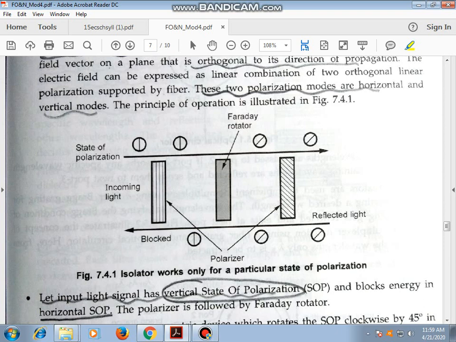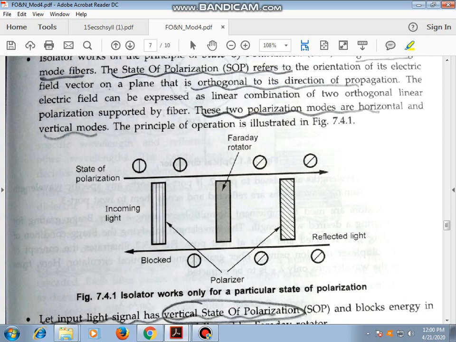The isolator works only for a particular state of polarization. For other states of polarization it will not work. Before going to this diagram, first we will understand the meaning of polarization. Polarization means the particles are vibrating perpendicular to the direction of signal movement. If particles are vibrating perpendicular to the signal direction, you can call this polarization.